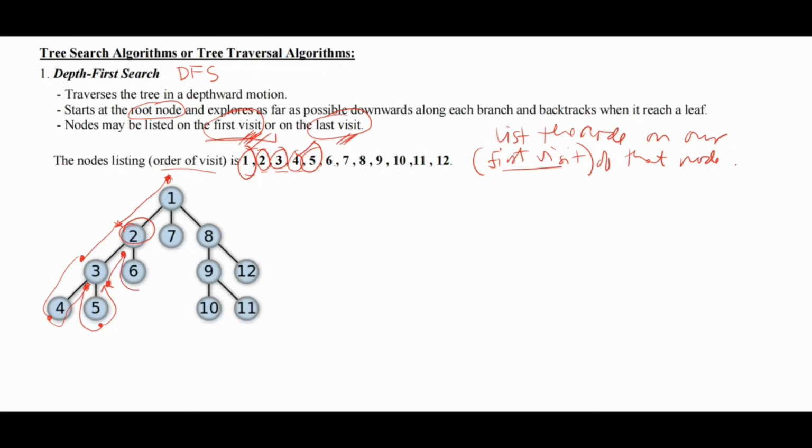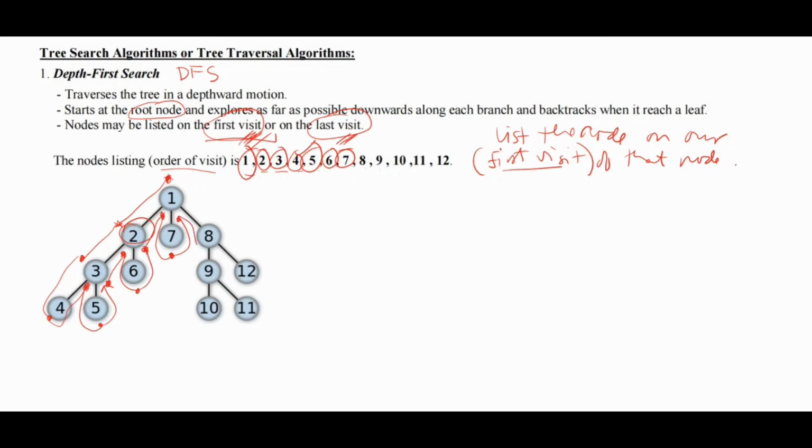And then we reach 6. This is our first time to visit 6, so we list it there. And we go up. This is our third visit of node 2. And we backtrack. We go up to node 1. This is our second visit to node 1. And we go down. This is our first visit of node 7, so we list it here. And we go up. This is our third visit of node 1.